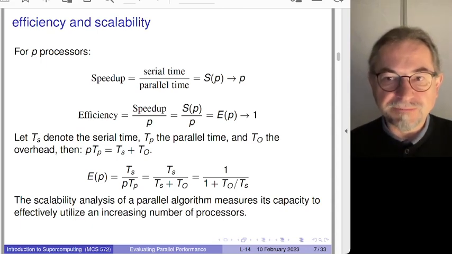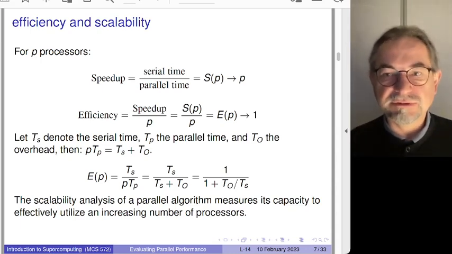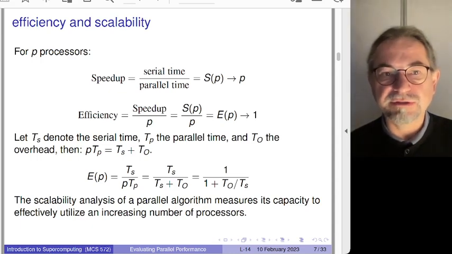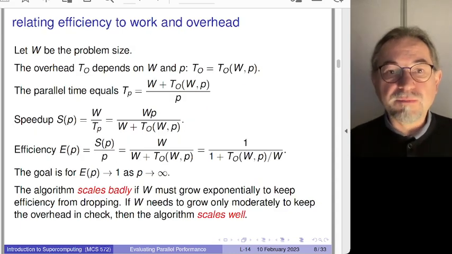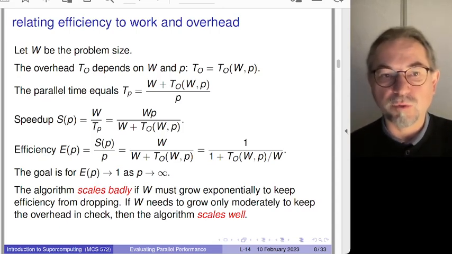So we will define now scalability. We will examine the scalability to see if the problem size grows, but also with the increasing number of processors. As the number of processors grow, can we actually keep the efficiency? Can we still have a good speedup? Okay, we will relate the efficiency to the problem size, denoted by W. So the overhead will grow with the number of processors and will grow in the workload.